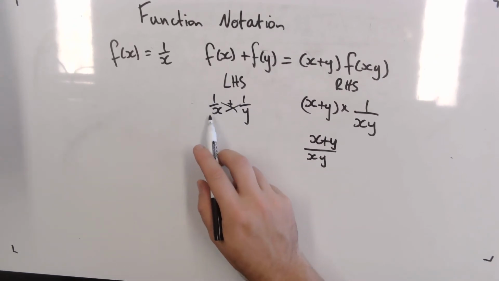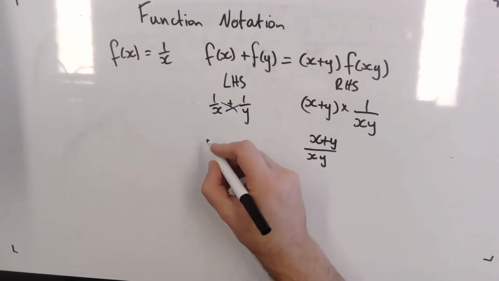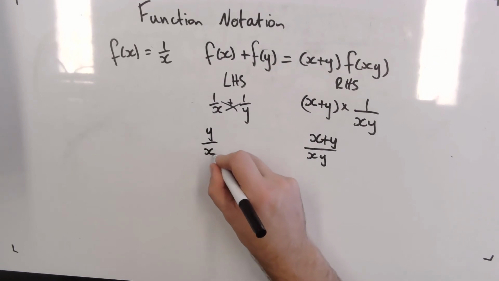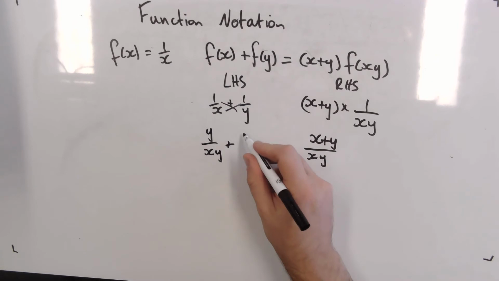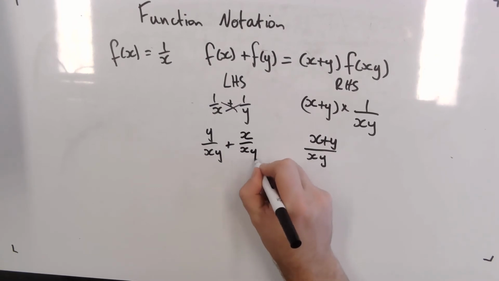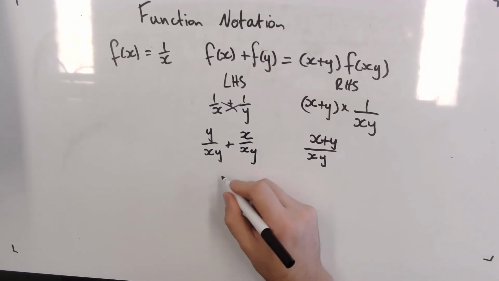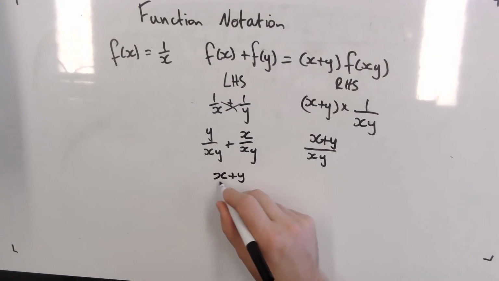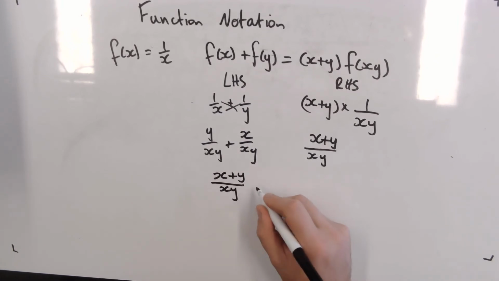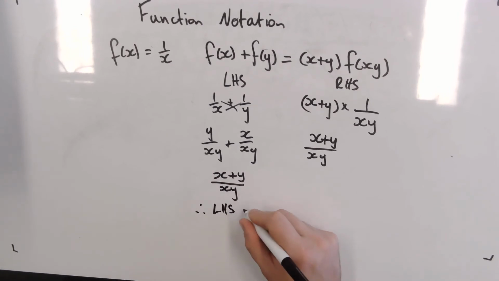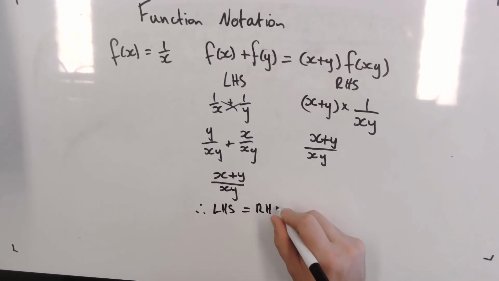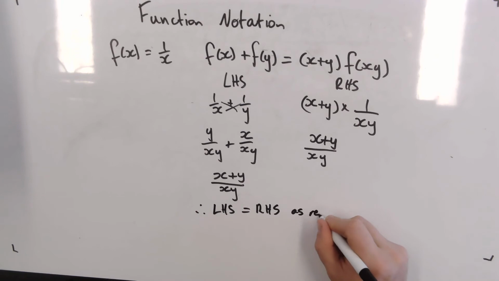Okay, so we're going to multiply this fraction by y on y to give me y on xy, and this fraction by x on x to give me x on xy. Add these together and put my x first. I'm going to get x plus y over xy. Okay, and then we can say therefore our left hand side equals our right hand side as required.